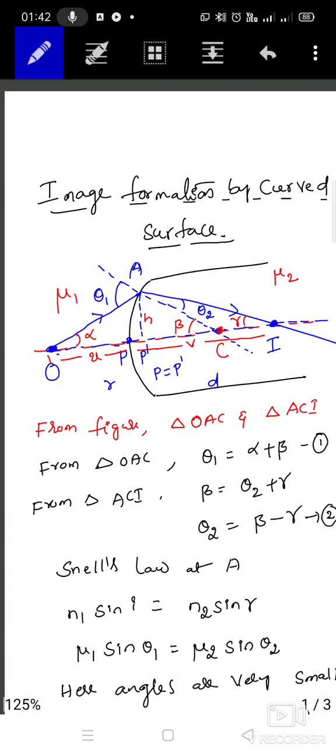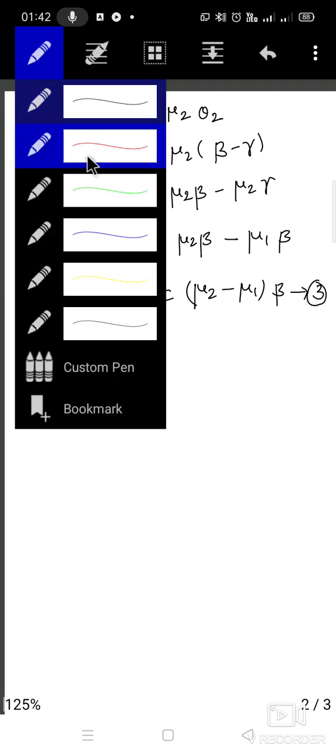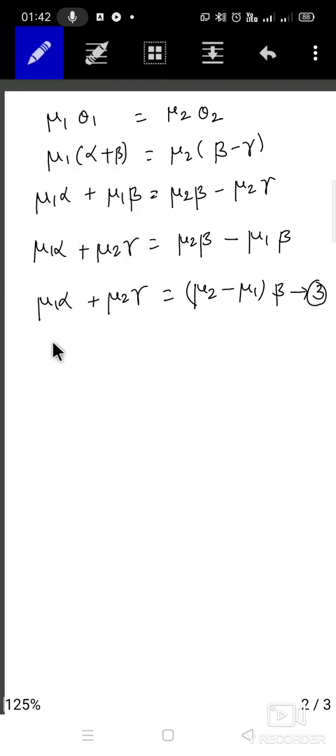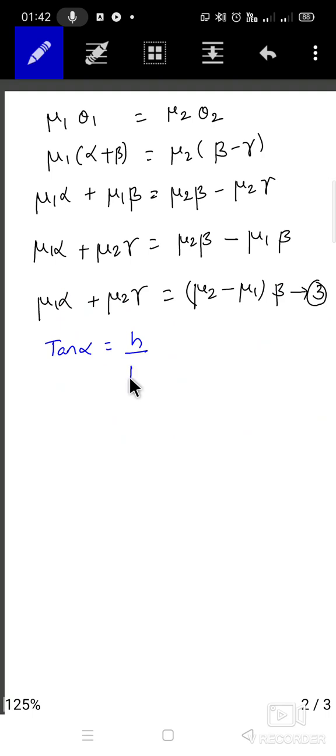So like that, first of all, tan alpha is equal to h by P dash O, tan beta is equal to h by P dash C, and tan gamma is equal to h by P dash I. So first of all, tan alpha is equal to opposite side h by adjacent side P dash O, that is h by PO. Here the angles are very, very small, that's why tan alpha is approximately equal to alpha.